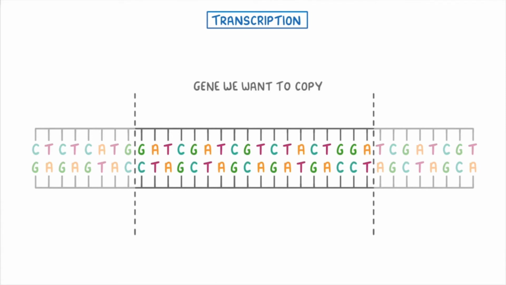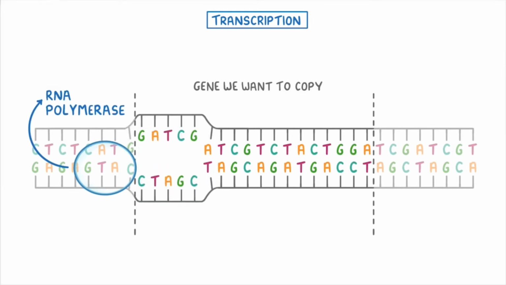The process starts with an enzyme called RNA polymerase, which binds to the DNA just before where the gene starts. Then, just ahead of the RNA polymerase, the two strands of DNA spread apart so that all the bases are exposed. The RNA polymerase is basically going to move along the DNA strand and read the bases one by one and use them to make an mRNA strand.